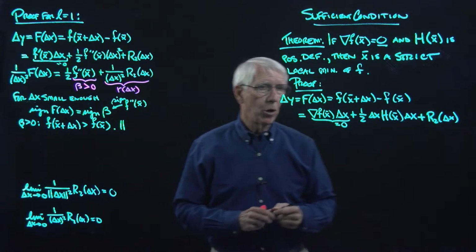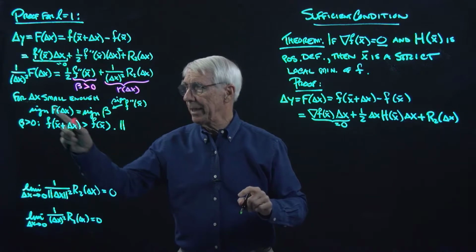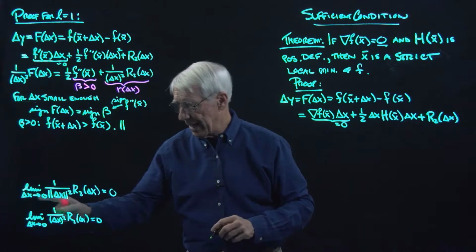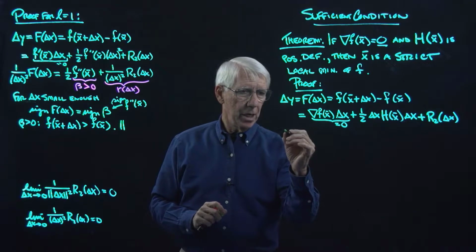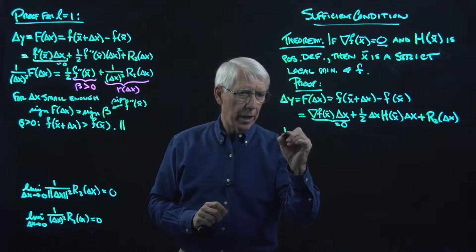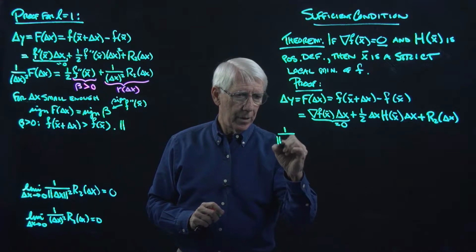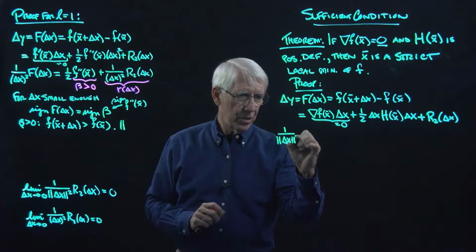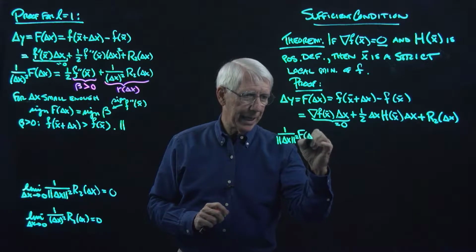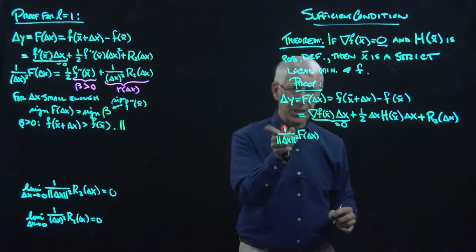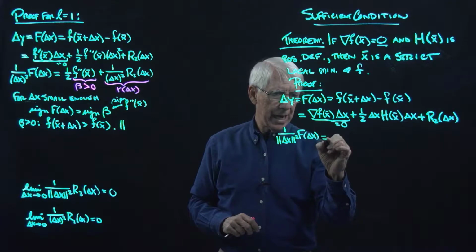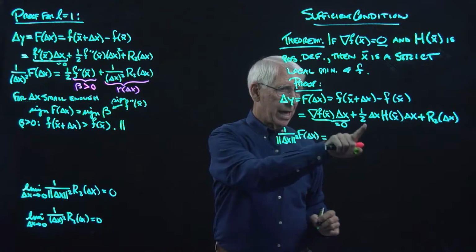So I'm going to now divide through, just like I did here with delta x squared, I'm going to divide through by norm of delta x squared. So we have 1 over norm delta x squared times F of delta x on the left-hand side. And on the right-hand side, this part dropped out. I have 1/2.